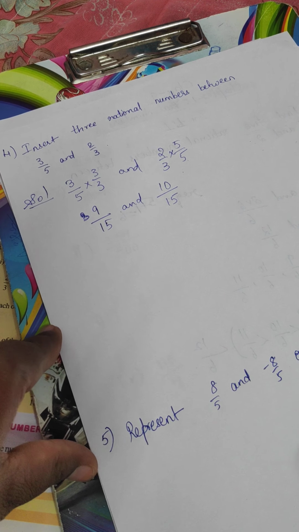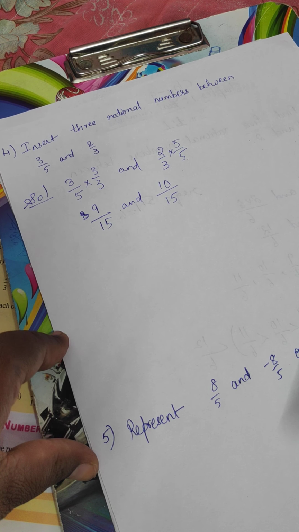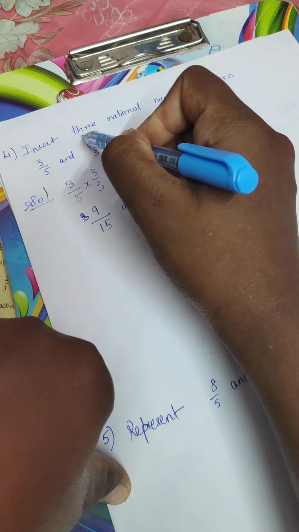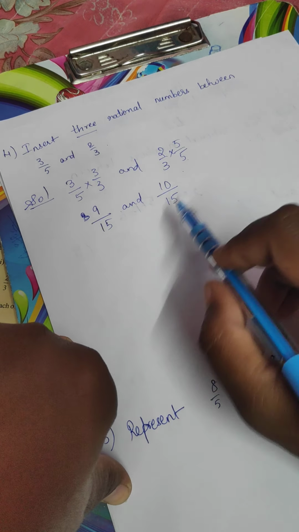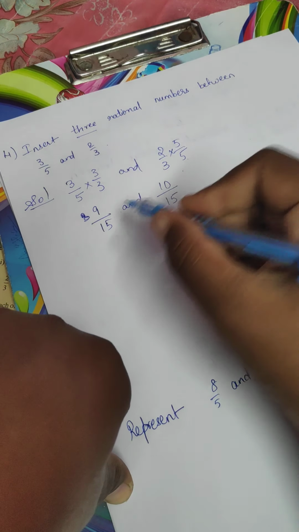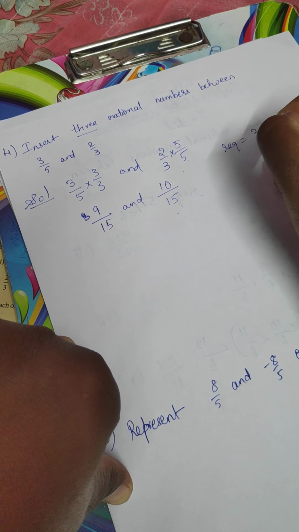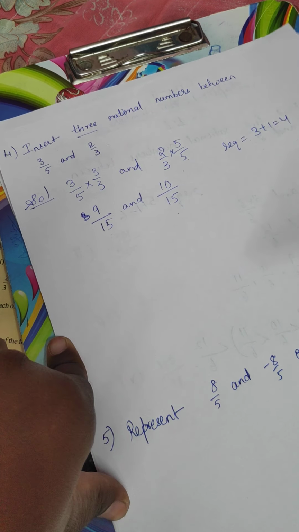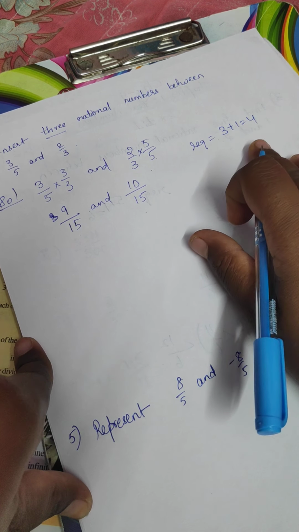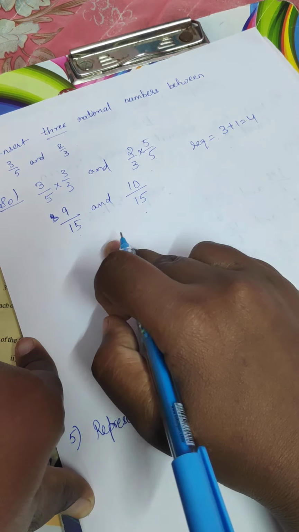Here we will find, like the previous method, 3 rational numbers between 9 by 15 and 10 by 15. The required number is 3, and we have to add 1, which is equal to 4. So this 4 we have to multiply and divide with for 9 by 15 and 10 by 15.